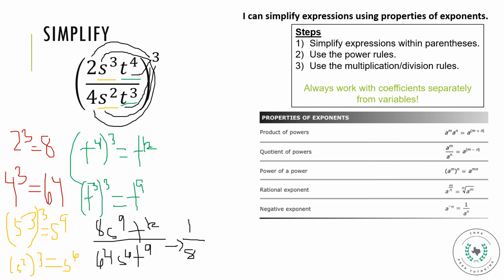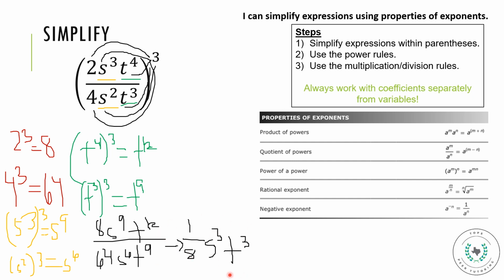Now, you have s^9 over s^6. Remember, we're doing subtraction for that. Numerator's exponent minus denominator's exponent. So that turns into s^(9 minus 6), which turns into s to the power of 3. Same thing for t. t^12 over t^9 turns into t^(12 minus 9), giving us t to the power of 3.